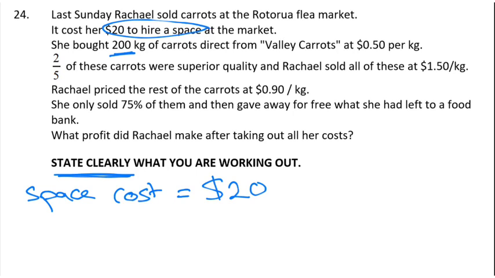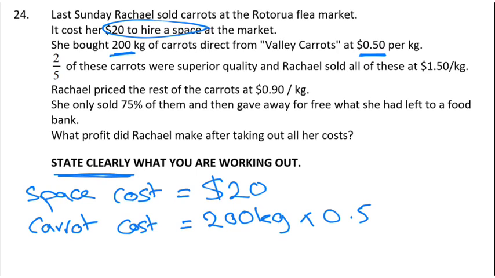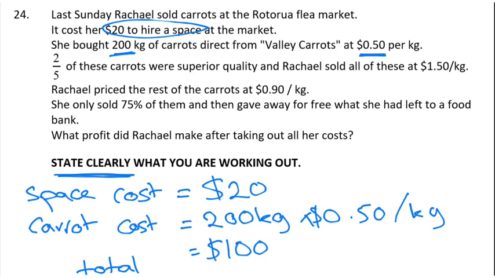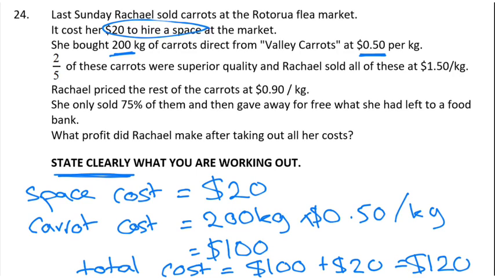Then we're told she bought 200 kg of carrots at 50 cents per kg. So that we can talk about the carrot cost, so how much she spent buying the carrots. And so that was 200 kilograms, and it cost 50 cents per kg. So that's going to cost $100. So I can now say, well, the total cost, I can spell cost without a K. The total cost is my $100 plus that $20. So in total, it's cost her $120. Okay, so that's dealt with that piece of information.